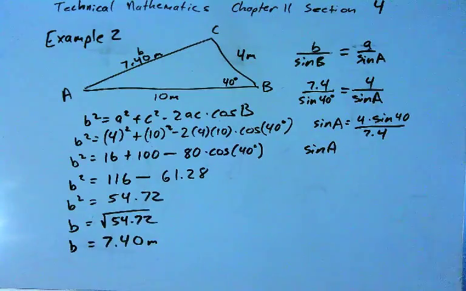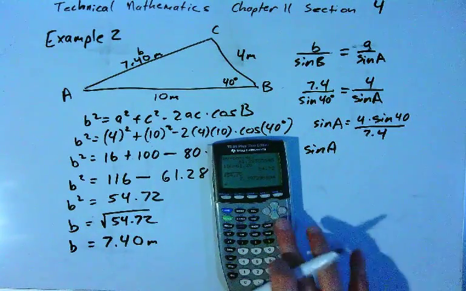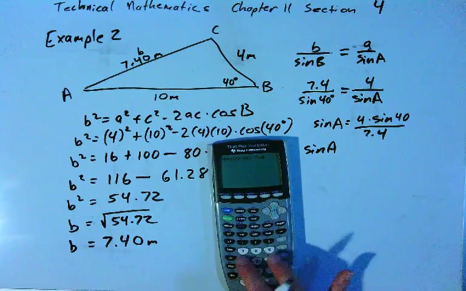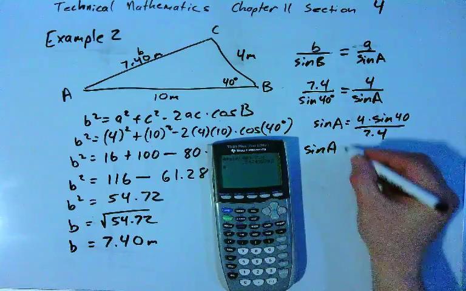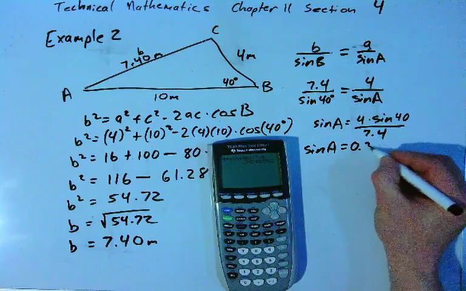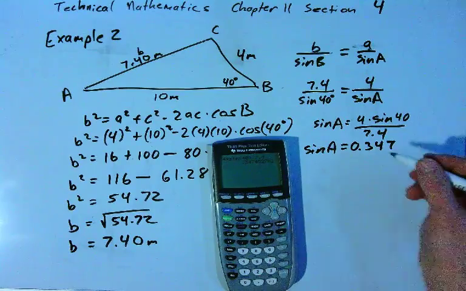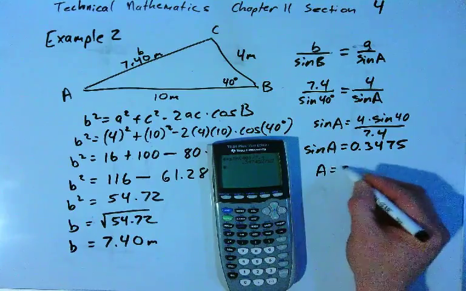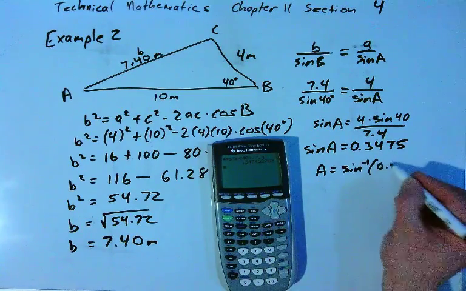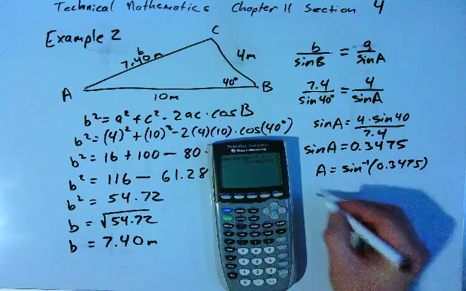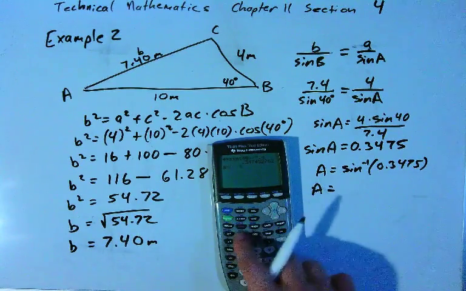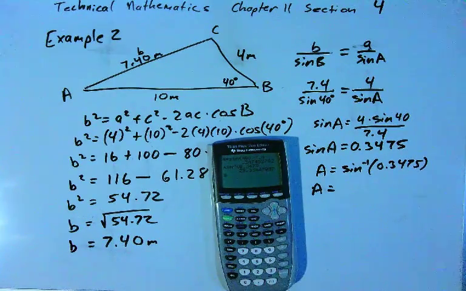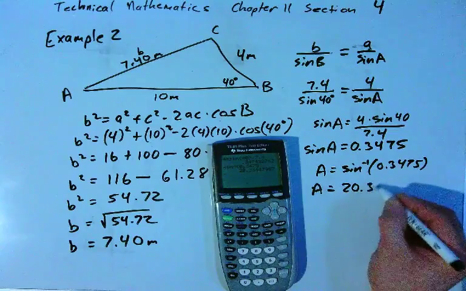And so we'll work this out on the calculator. We have 4 times the sine of 40, close parentheses, divided by 7.4, and we get 0.3475. Now we'll take the inverse sine of both sides. Okay, and A will be equal to the inverse sine of 0.3475, and we get 20.33 degrees.